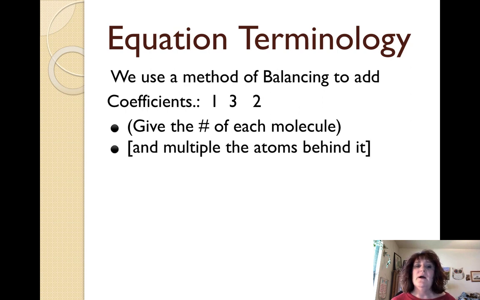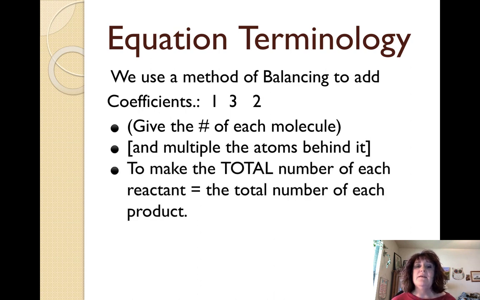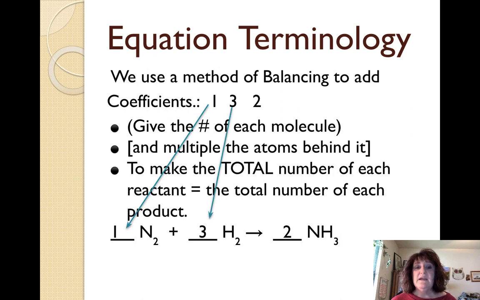They also multiply the atoms behind them to make the total number of each reactant equal the total number of each product. So when we add coefficients to this equation, we need 1 N2, 3 H2, and 2 NH3.